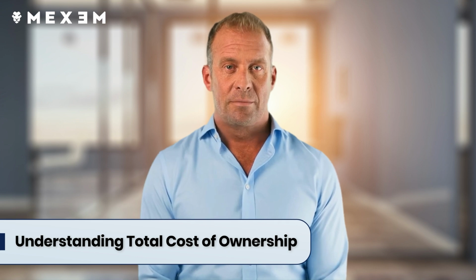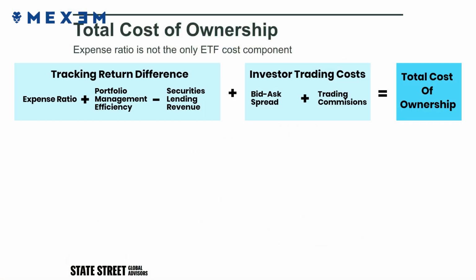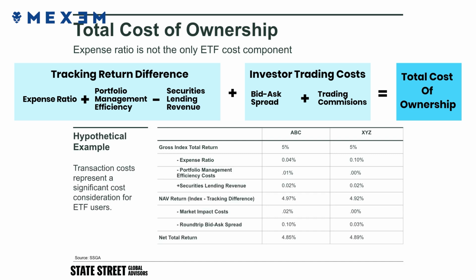Understanding total cost of ownership. ETFs differ from other investment vehicles due to their unique cost structure. Total cost of ownership, TCO, for ETFs isn't limited to the expense ratio. It also includes tracking return differences and trading costs. Key components include expense ratio, charged by the issuer to cover fund management. Tracking return difference reflects how closely the ETF follows its benchmark. Bid-ask spreads and commissions, costs borne by investors during trading. Interestingly, an ETF with a higher expense ratio can still offer better total net returns when considering other factors.